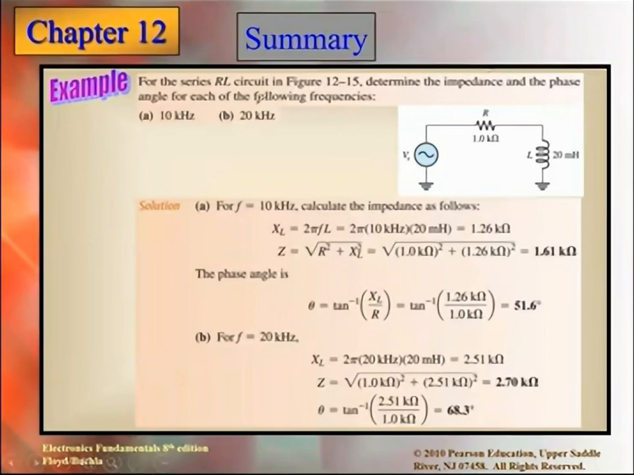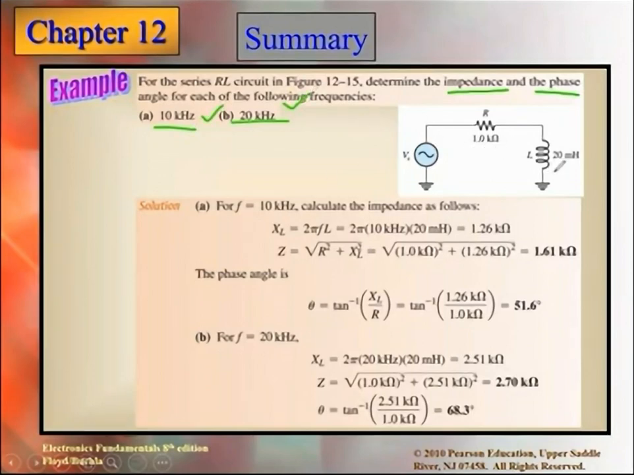See a few more questions. Here for the RL circuit, determine the impedance and phase angle. It is exactly the same question if you remember. This is 10 kilohertz and 20 kilohertz. We are going to prove that by increasing the frequency, the parameters are also increasing. So it's all about that.